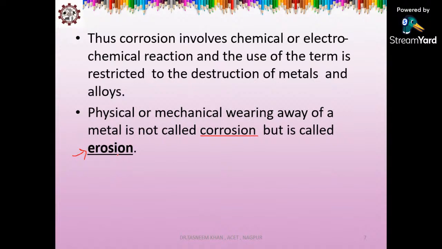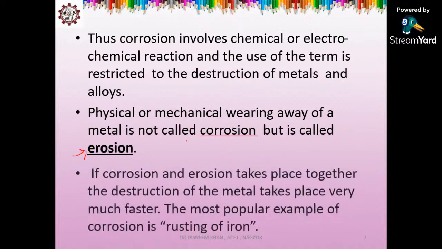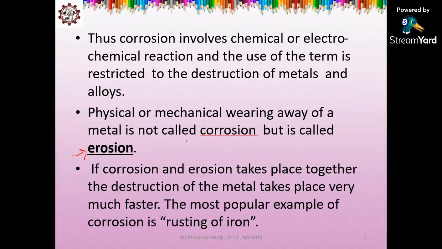Or the process is nothing but erosion, right? So corrosion is a different part of the story, whereas erosion is a different terminology. Please don't mix up these two things. If corrosion and erosion take place together, the destruction of the metal takes place at a much faster rate. The most popular example of corrosion you can think of is nothing but rusting of iron.